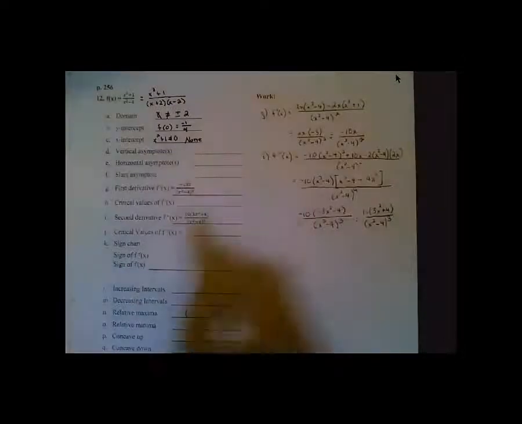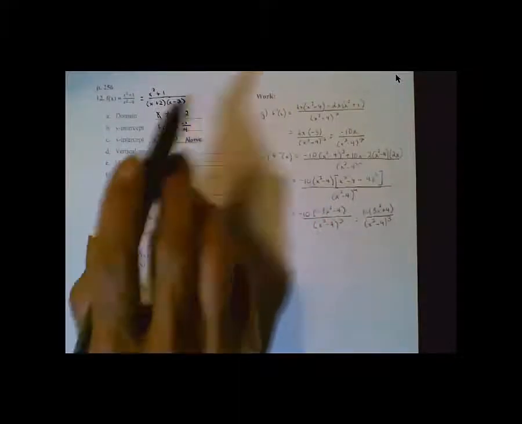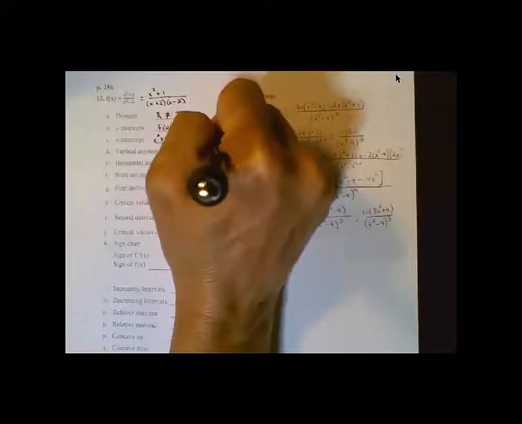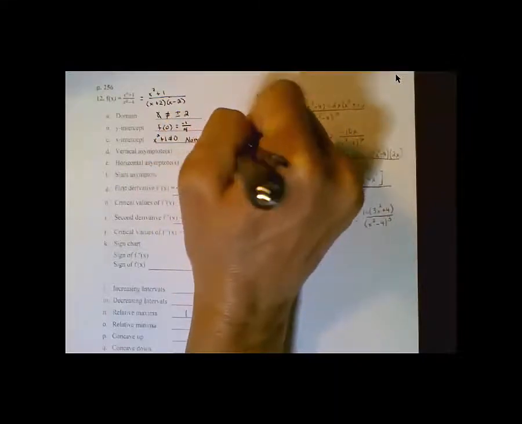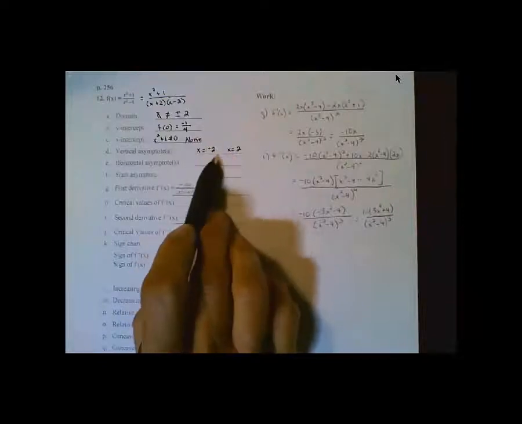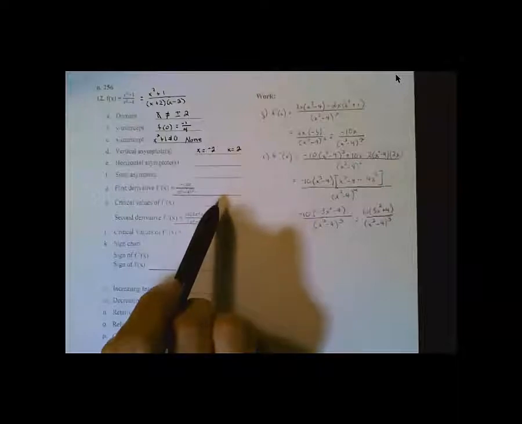The vertical asymptotes are what makes the denominator 0, and we've already said that's plus or minus 2. Make sure that you write these as equations. They're not just numbers, they're vertical lines. X equals negative 2 is a vertical line, x equals positive 2 is a vertical line.